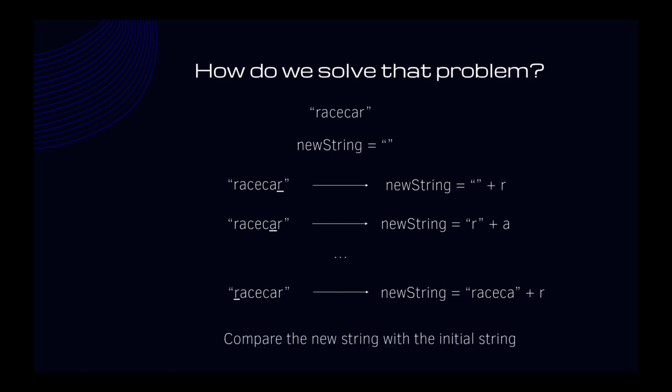And then we are pretty much done, because the only thing that is left, we just have to compare the new string with the initial string. And then we can say, okay, the input string is a palindrome or not. And in this case, race car equals race car.